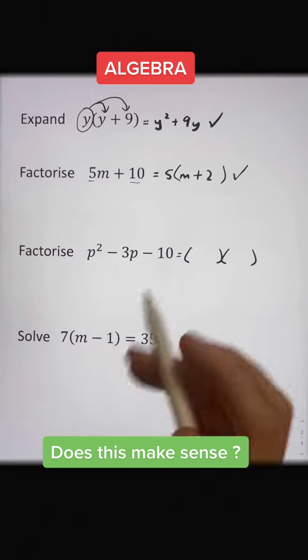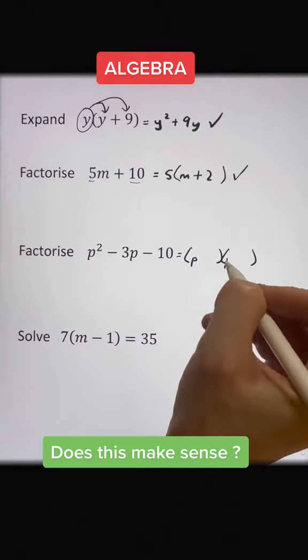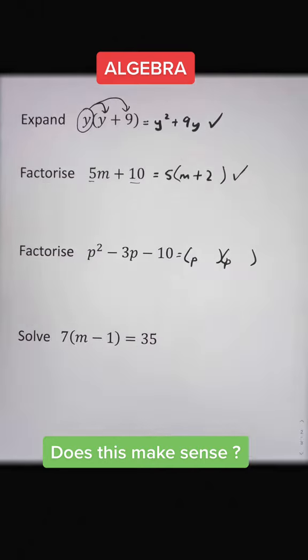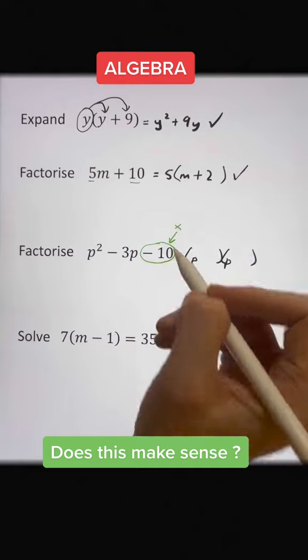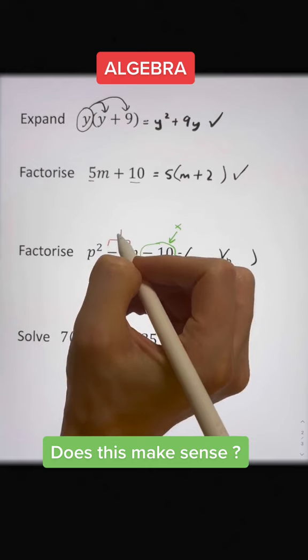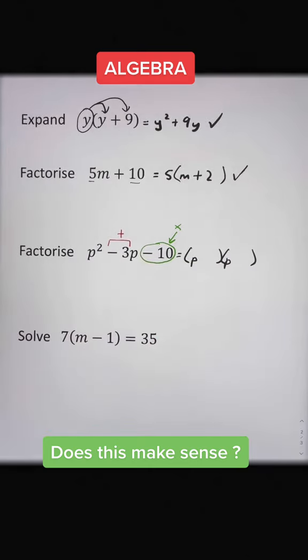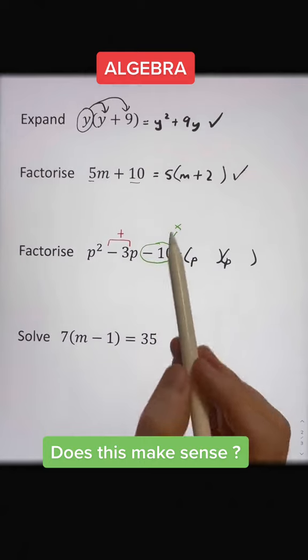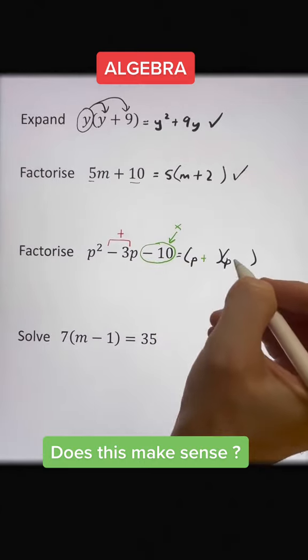As my quadratic starts p squared, then each bracket will start with a single p. The rule is I need to find two numbers that multiply together to give us the number term, in this case negative 10, and the same two numbers must still add to give us the number in front of the single letter, which in this case is negative 3. The only way to get a negative when multiplying is to have one positive and one negative.